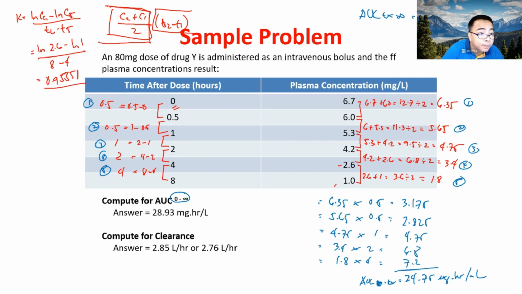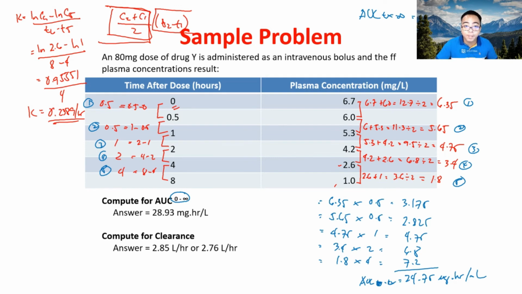0.95551 divided by 4. Our K here, class, would be 0.2389 per hour. That's K.